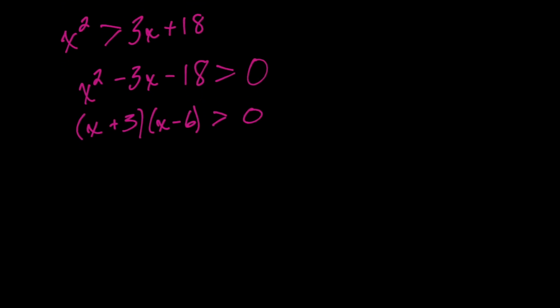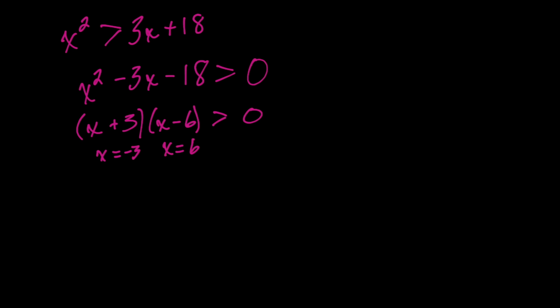We're going to say if it were an equation, I'd be looking at x equaling -3 and x equaling 6. Sometimes we call these cutoffs. So I'm going to make a number line that has the -3 and the 6 in it.